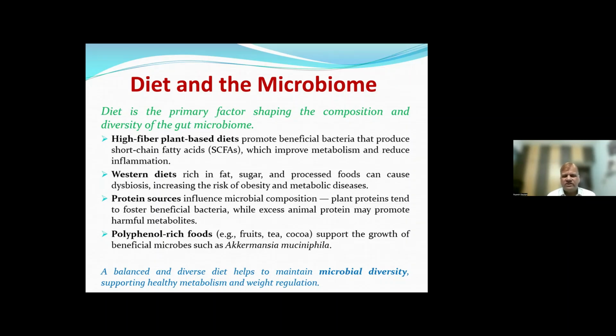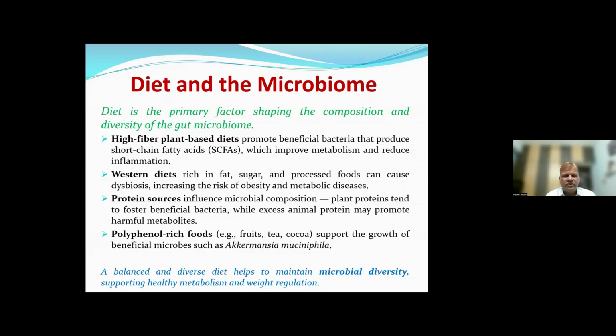Protein sources influence microbial composition. Plant proteins tend to foster beneficial bacteria, while excess animal proteins may promote harmful metabolites. Polyphenol-rich foods, such as fruit, tea, and cocoa, support the growth of beneficial microbiomes such as Akkermansia. In obesity or diabetes, we have to take some traditional things.